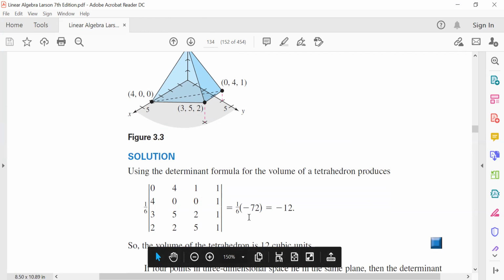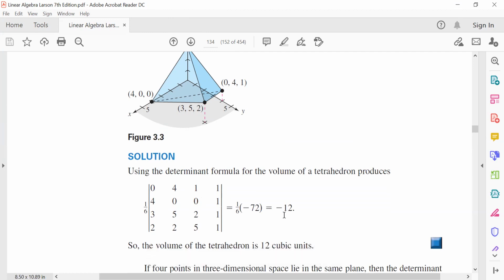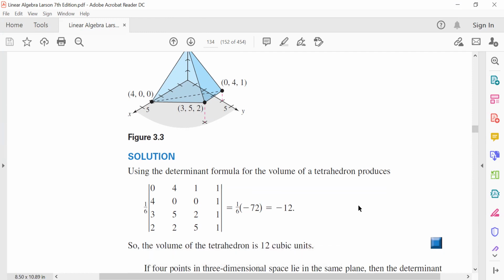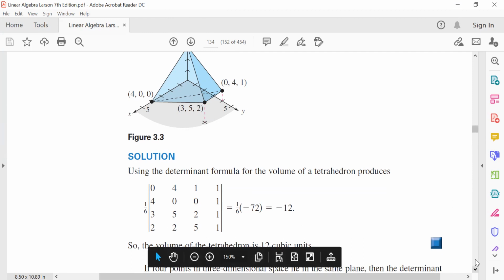We're going to multiply it by 6. We get -72 times 1/6, which is -12. And of course, we're just going to make it +12. Now, similarly, if I get a 0 determinant, that means the tetrahedron is squashed down, meaning that all 4 points lie on the same plane, or in other words, are coplanar.